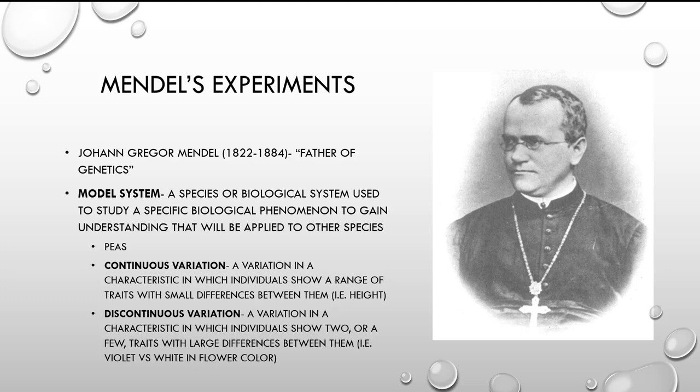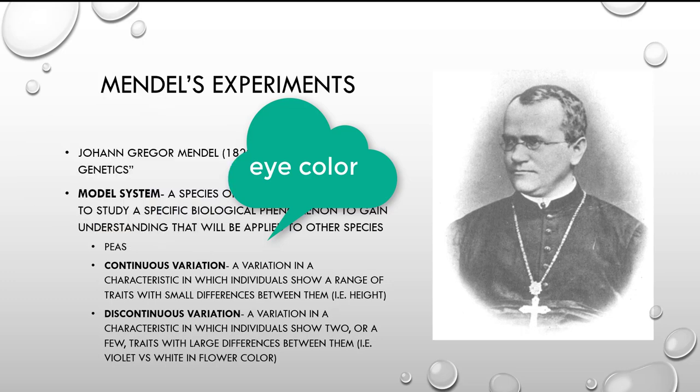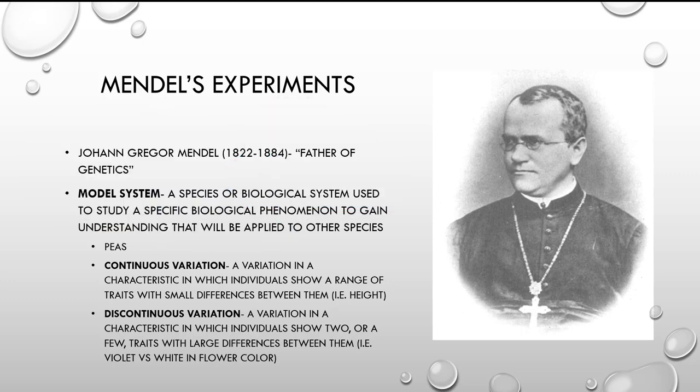Think about things like your skin color, your eye color, your height, where we have many different variations. There's not just two eye colors. There's not just two skin colors. There's not just short or tall. There's variations of our height. And so that's considered continuous variation. But with discontinuous variation, you just have two or a few variations of it.